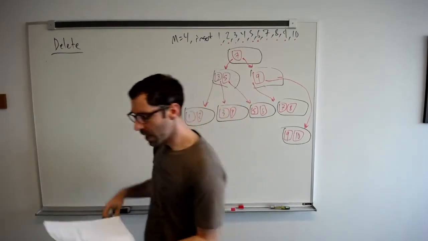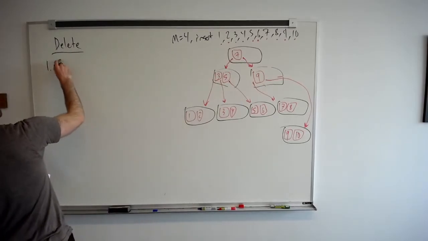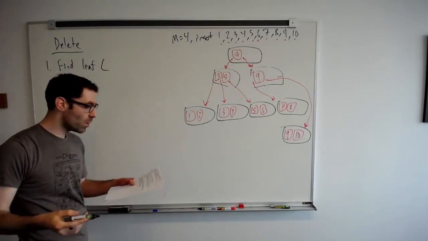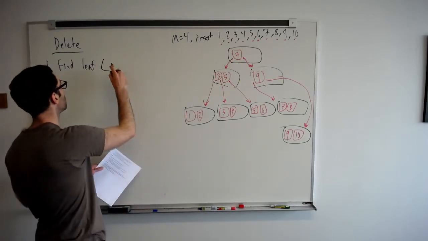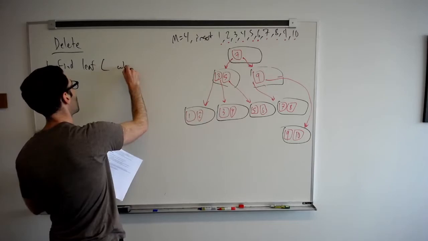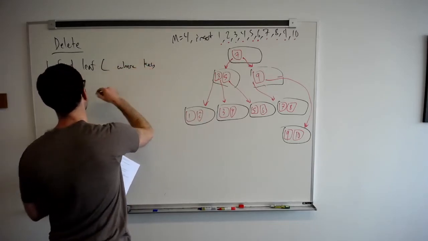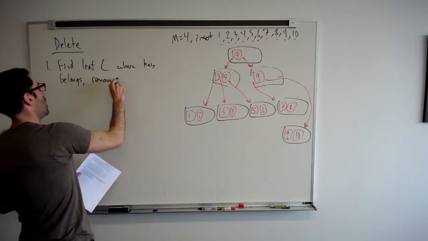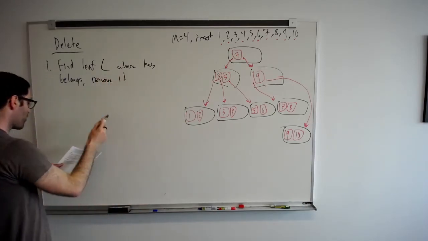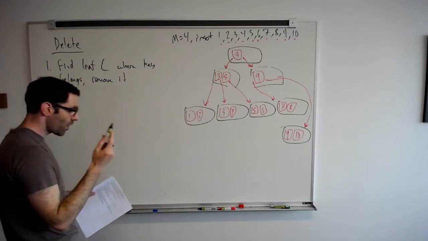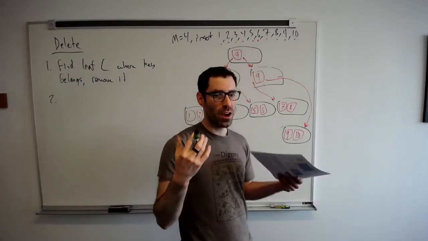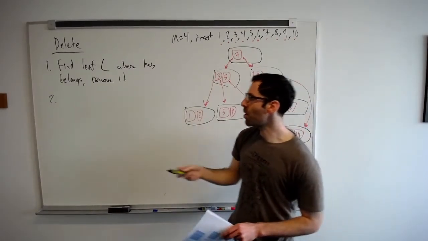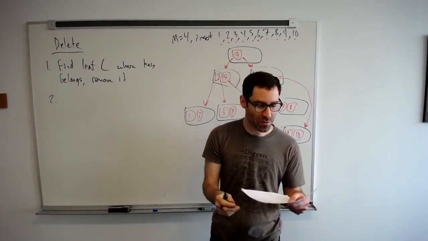All right, so we're actually going to start in the same way. We're going to find the leaf L where the key we're deleting is, and remove it. And now comes the part where, if the leaf node still has enough keys in it to be at the required capacity, then we're fine, we're done, we don't have to do anything.